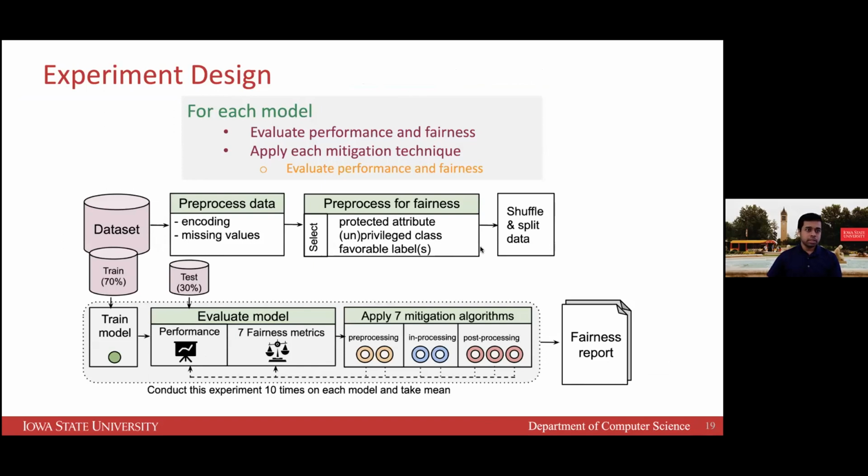This is how we designed our experiment. For each model, first we evaluated the performance, and then we tried to improve the fairness using the mitigation techniques. Before applying the mitigation techniques, we calculate the fairness and performance, and after, we again calculate the fairness and performance. We do this experiment multiple times to make it consistent, and before calculating the fairness, we do some fairness-specific pre-processing or some necessary pre-processing to the data.